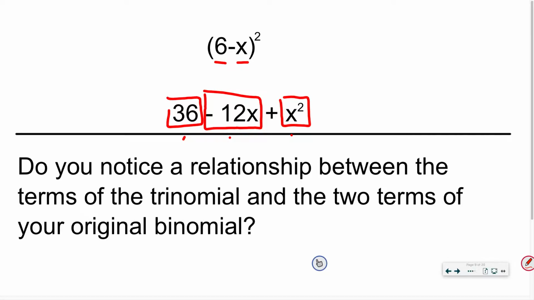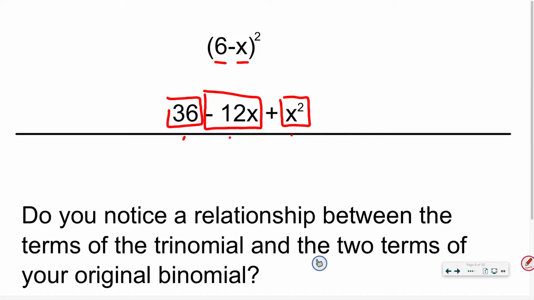Like, how did we get the first term? How did we get the last term? How did we get the middle term? Eric, what do you think? 36 is the square of 6. Okay, so this is the first term squared. Do we all see that? Okay, what else? What other patterns do we see, or what other connections?